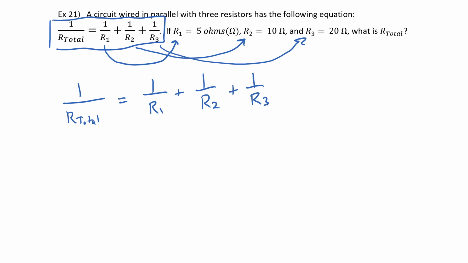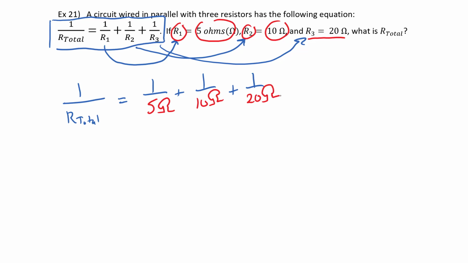So what I'm going to do, you can see here, I've said that R1 is equal to 5 ohms. So I'm going to substitute it. I'm going to erase the R1. I'm going to put in 5 ohms on the bottom there. R2 says it's 10 ohms, so I'm going to erase R2. I'm going to substitute it with 10 ohms. Lastly, R3 is 20 ohms, so I remove the R3 and I substitute the R3 for what it is equal to, 20 ohms.